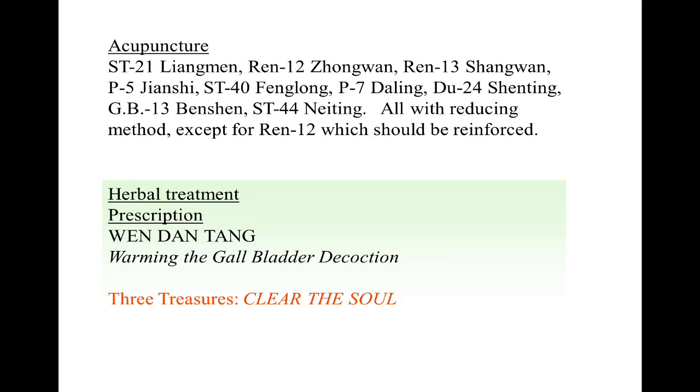Pericardium 5 specifically resolves phlegm from the heart, from the Shen. And I'd like to say a few things about Stomach 40, Feng Long. Stomach 40 is always mentioned in connection with phlegm. People say to resolve phlegm, you use Stomach 40. That is partly true. Why do I say partly true?